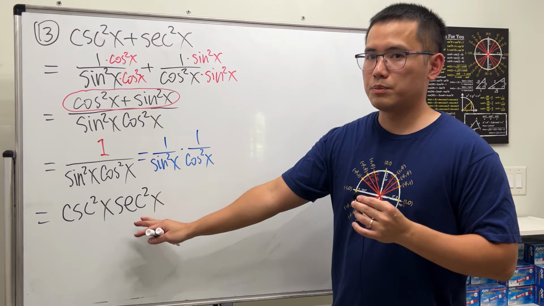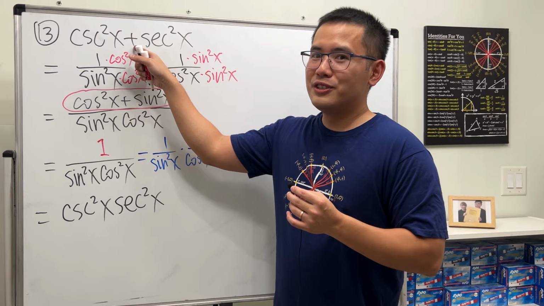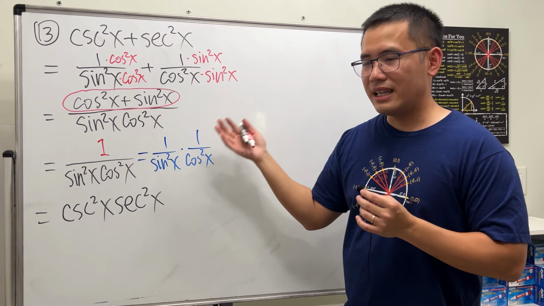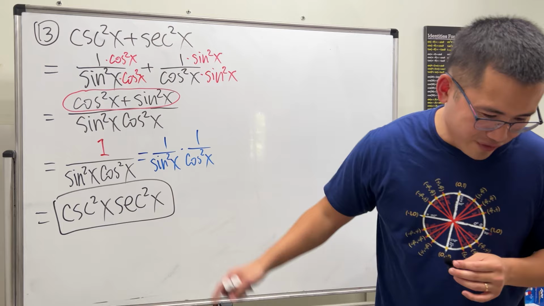I like this so much because check this out. Originally, what were they doing? They were just adding each other, right? Cosecant squared x plus secant squared x. But at the end, they have become multiplying. Cosecant squared x times secant squared x. How cool is this? One of my favorite identities.